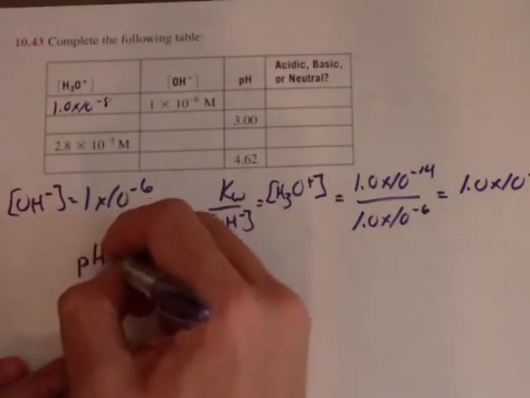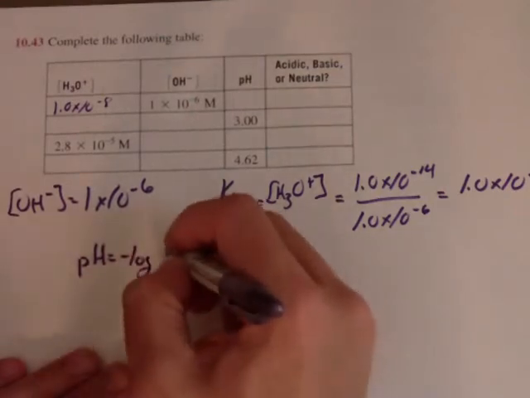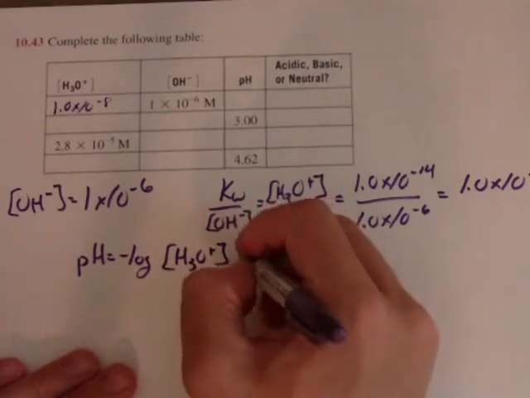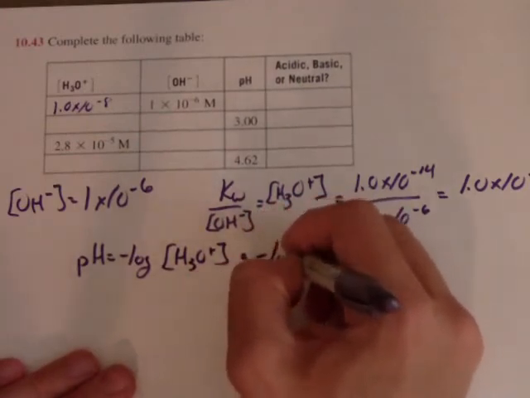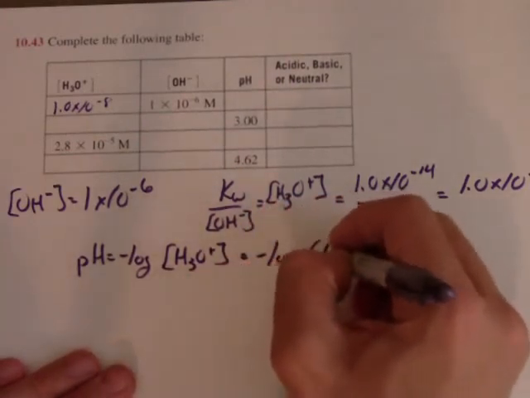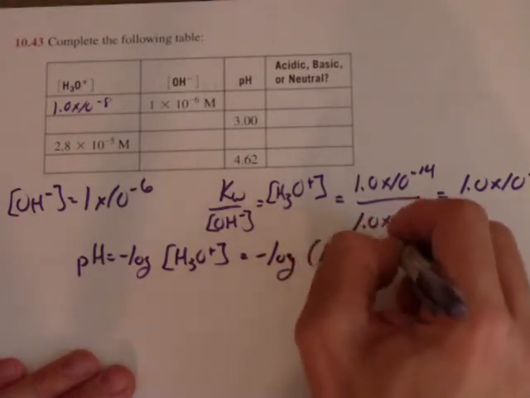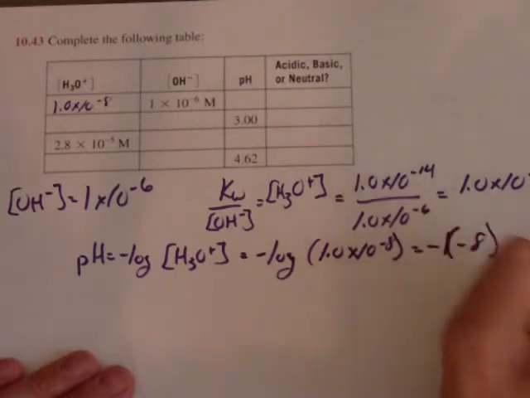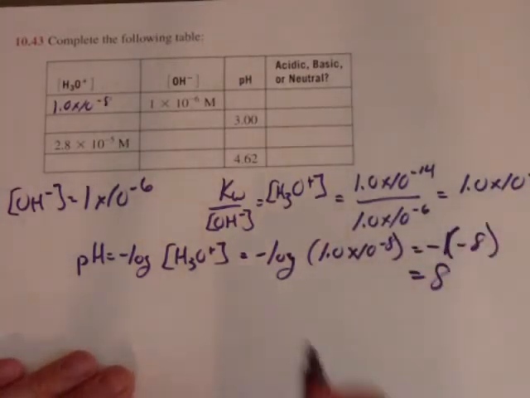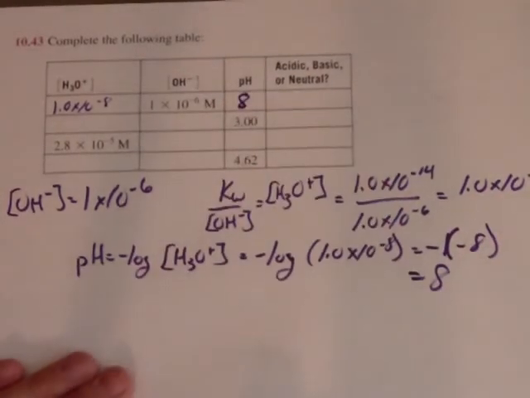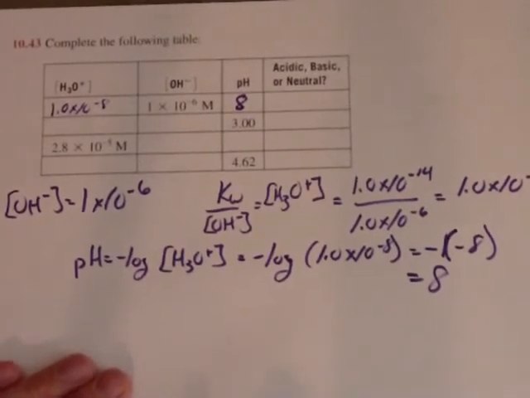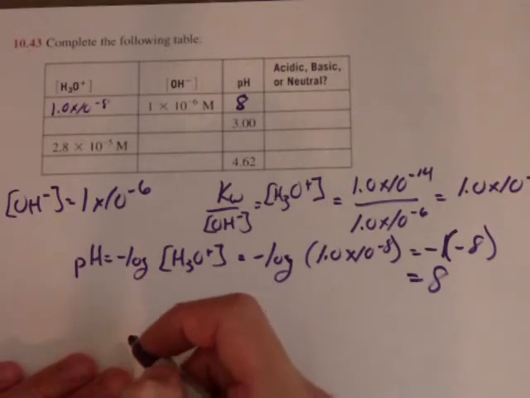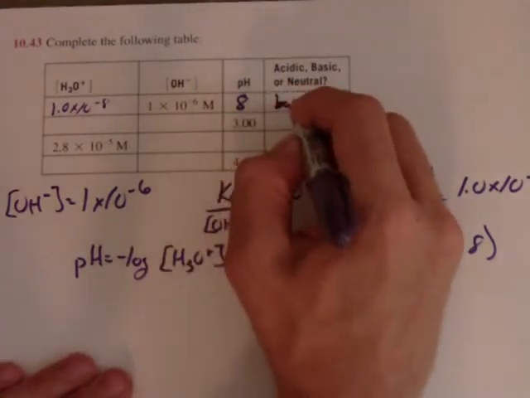So pH is equal to negative log of H3O plus. H3O plus was found to be 1.0 times 10 to the minus 8. And so that gives us a negative of negative 8. And so we get a pH of 8. And if this is acid, basic, or neutral, it has a pH greater than 7, and so it must be basic.